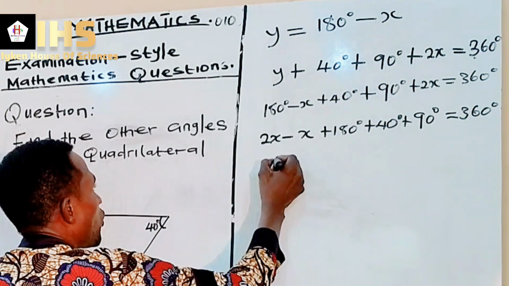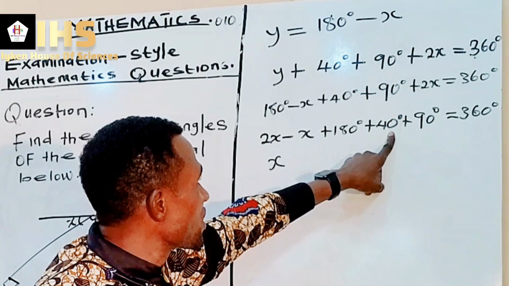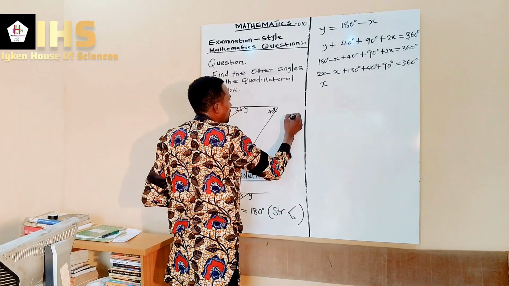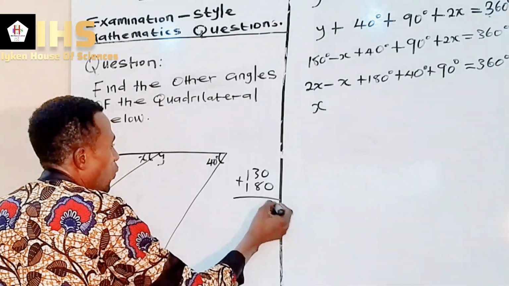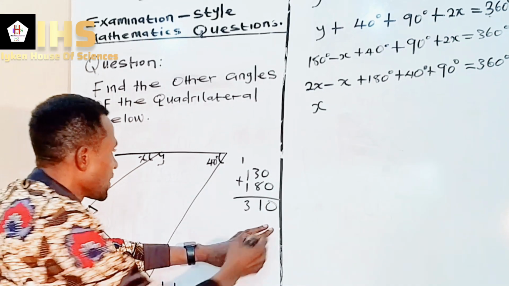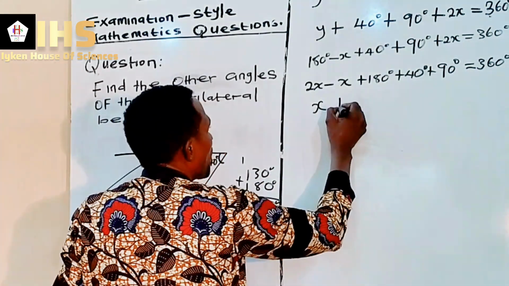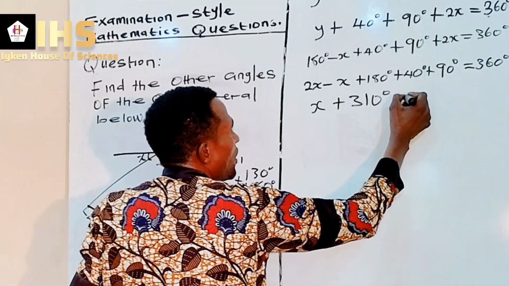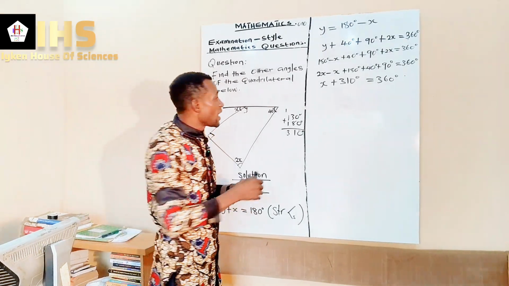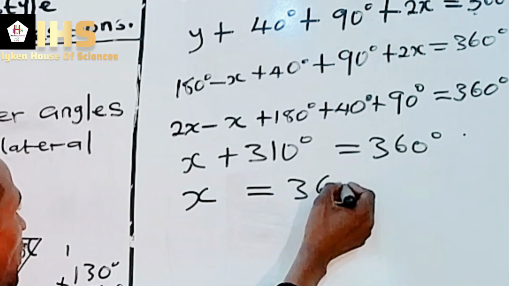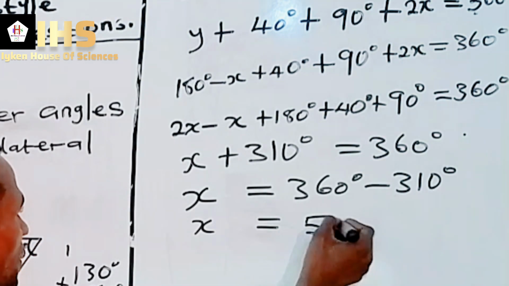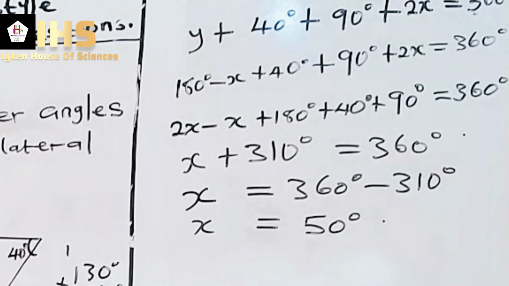2x minus x will give us x alone, and then we add 40 plus 90 will give us 130 degrees, and 130 degrees plus 180 will give us 310 degrees. So we have x plus 310 degrees equal to 360 degrees. We are going to subtract 310 degrees from both sides. And for that reason, we have x equal to 360 degrees minus 310 degrees. The value of x is now what? 50 degrees. Now we've known the value of x to be 50 degrees.